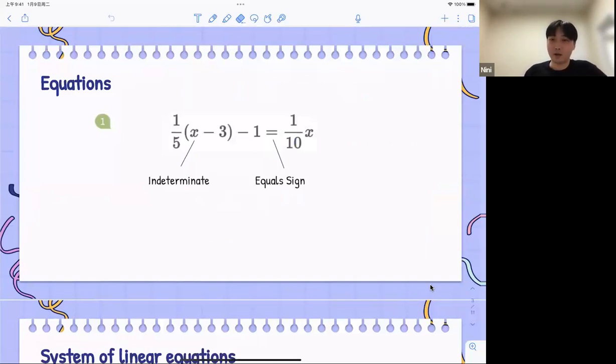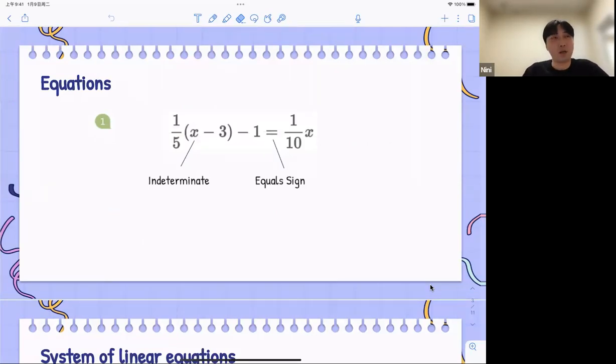So here are some basic components for equations. The first one is indeterminates. As you can see, the x, right? So this is the indeterminate. And you will also need an equal sign to make it an equation, right? So let's try to figure out how to solve the equations.